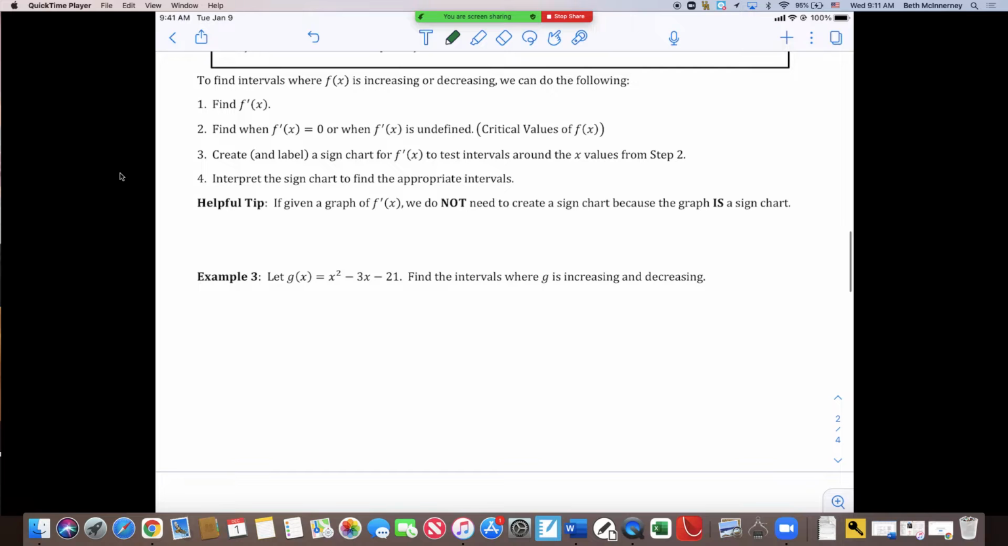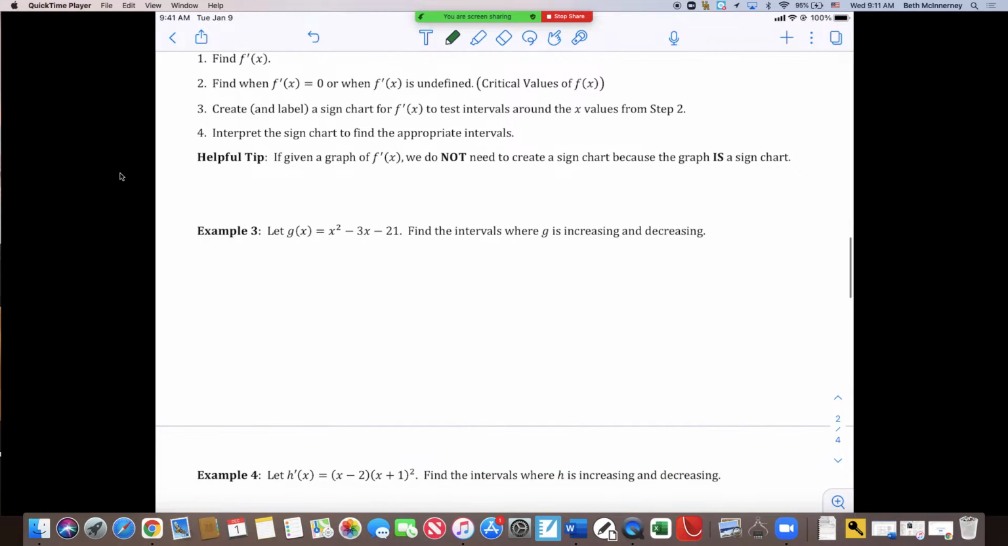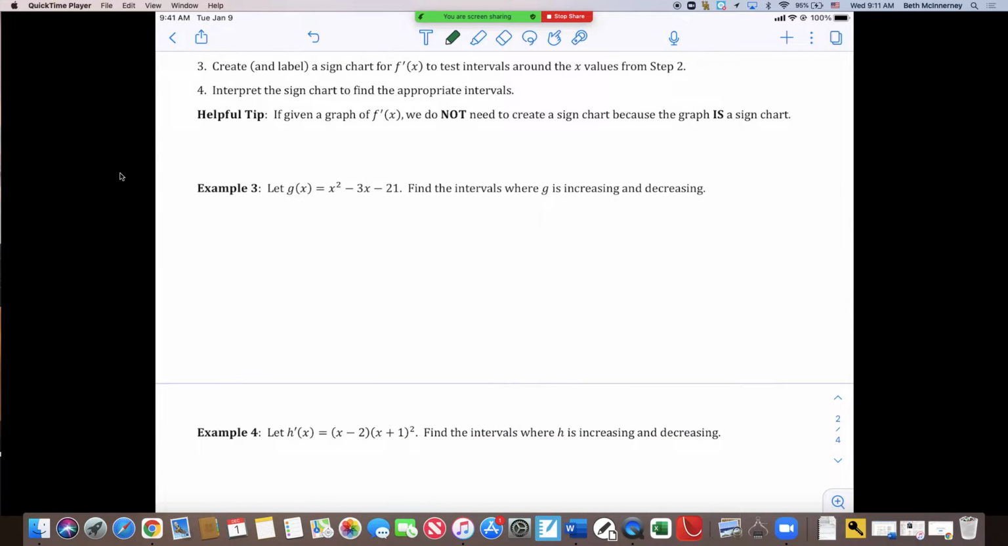So let's look at example 3. I'm going to give you about a minute head start, and I want you to find the derivative and find the critical points. Again, in example 3, find the derivative and the critical point. Then I'll lead you through the number line test.